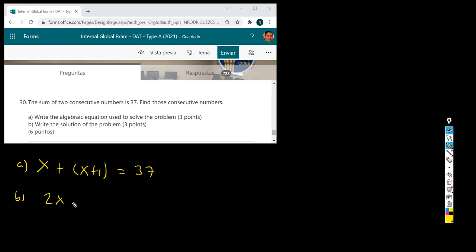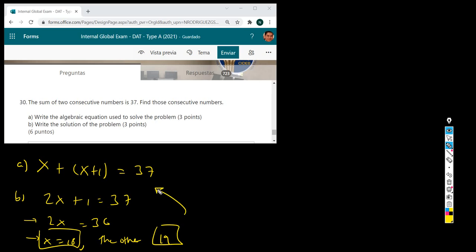Well, you have 2x plus 1 equals 37, and then 2x equals 36, and then x equals 18, and therefore the other number should be 19. So it's 18 and the other number is 19, and the addition is 37. If you didn't write this equation, guys, I gave you half a point because they're asking you explicitly to write the equation.